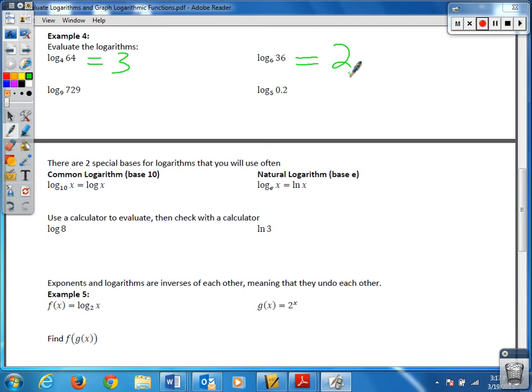On the bottom left, what power do you need to raise 9 to get 729? Well, that's to the third power. So this is equal to 3.